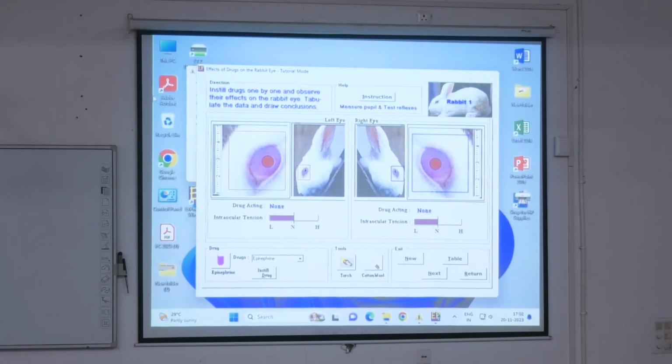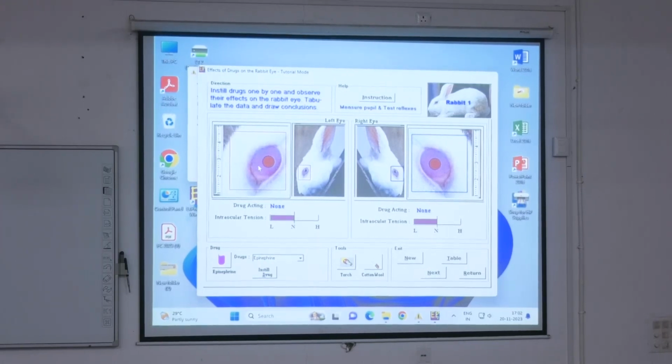Now you can measure the pupillary diameter from this. Just approximate, you can write how much. It is in millimeters. It will be 1, 2, 3, 4 millimeter like this. The normal diameter is 4 millimeter.